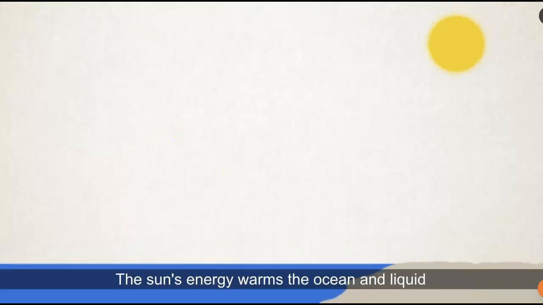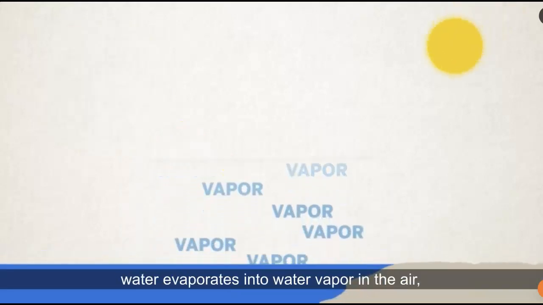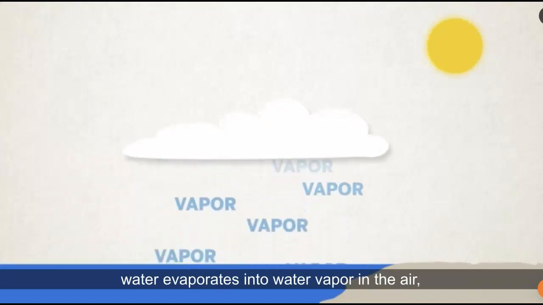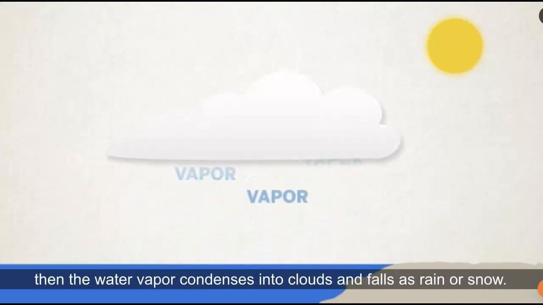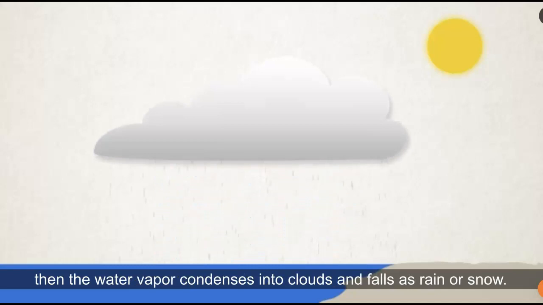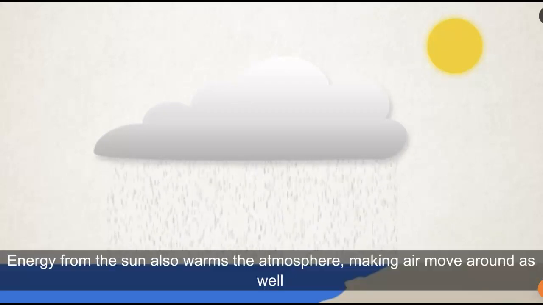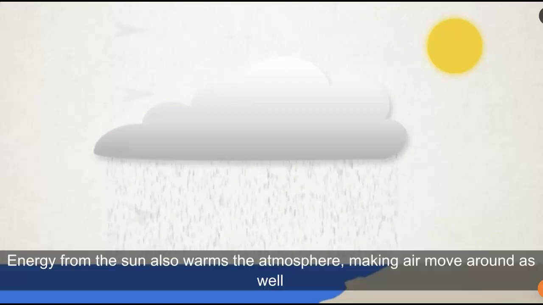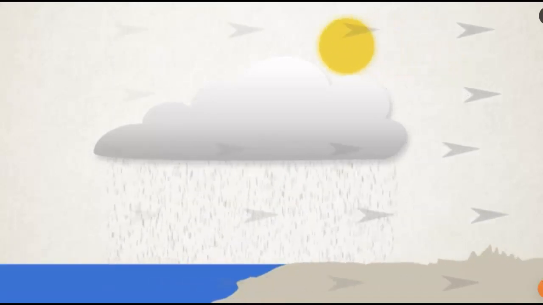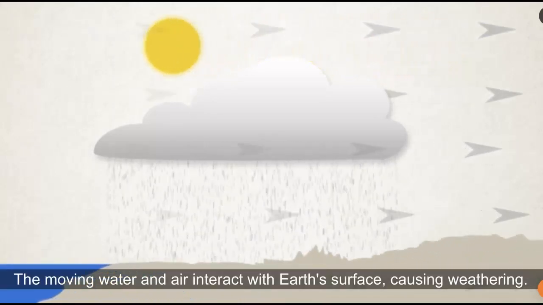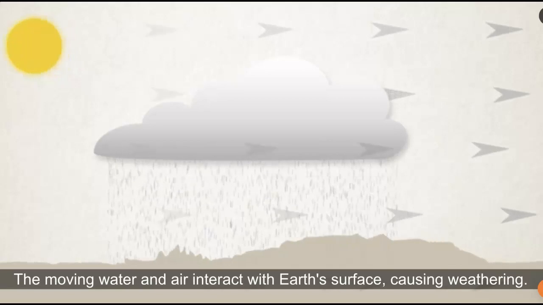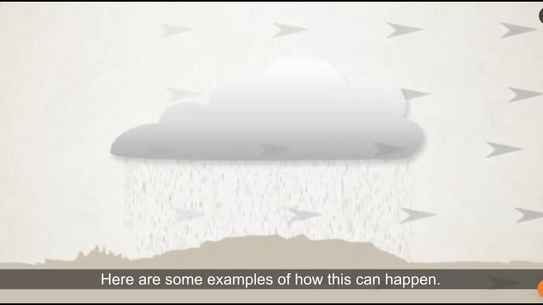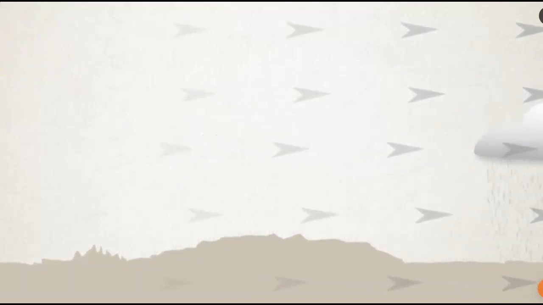The sun's energy warms the ocean, and liquid water evaporates into water vapor in the air. Then the water vapor condenses into clouds and falls as rain or snow. Energy from the sun also warms the atmosphere, making air move around as wind. Together, the moving water and air interact with Earth's surface, causing weathering. Here are some examples of how this can happen.